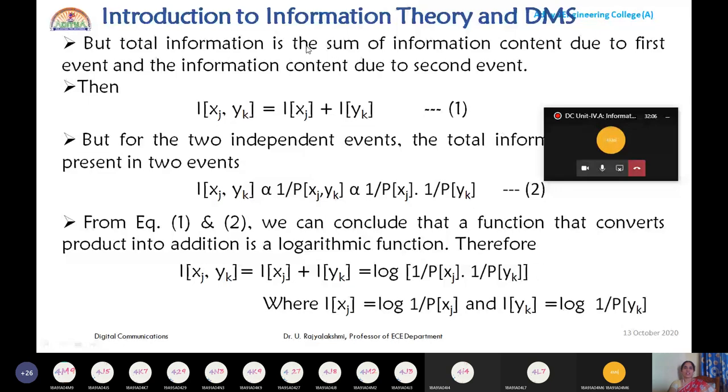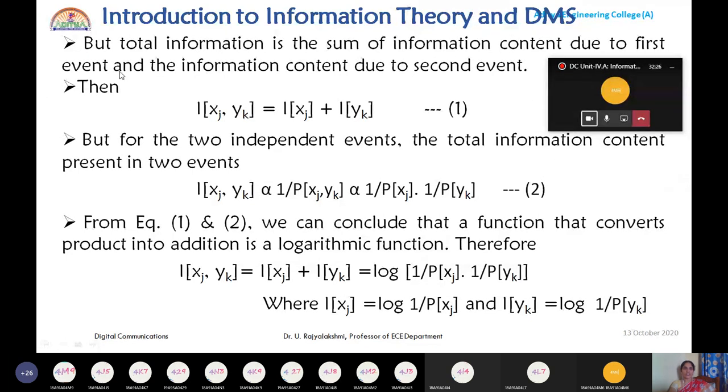We can move to the next slide. So what is the total information? We told from the second statement that total information is the sum of information content due to the first event and information content due to the second event. Then what is I of Xj comma Yk, the total information due to Xj and Yk? It is equal to the sum of information content due to the first event and information content due to the second event, that is I of Xj plus I of Yk.